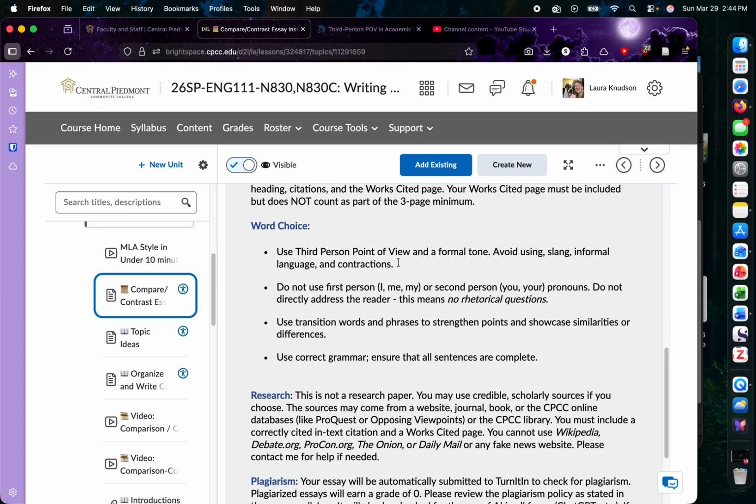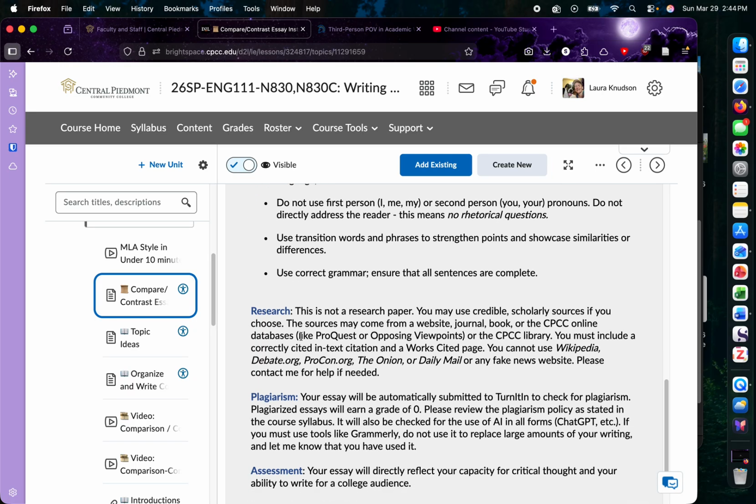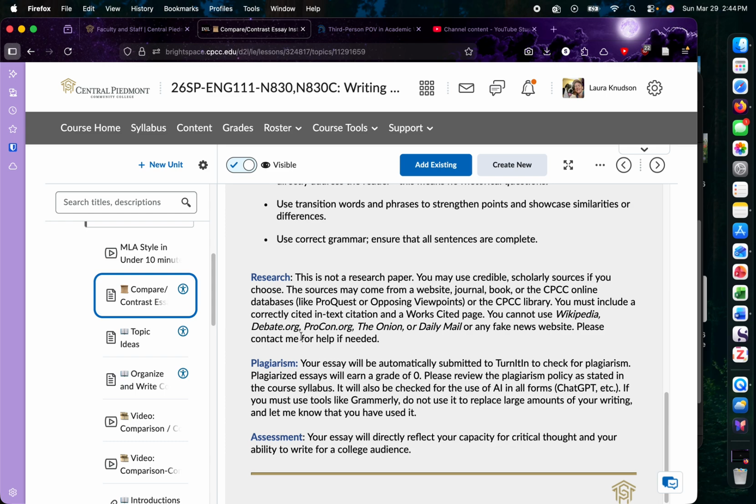Use third person point of view and a formal tone. Don't use slang or informal language, and don't use contractions. Don't use first person or second person. Do not directly address the reader. This means no rhetorical questions. Use transition words and phrases to strengthen points and showcase the similarities or the differences that you're focusing on. Use correct grammar. Don't plagiarize.